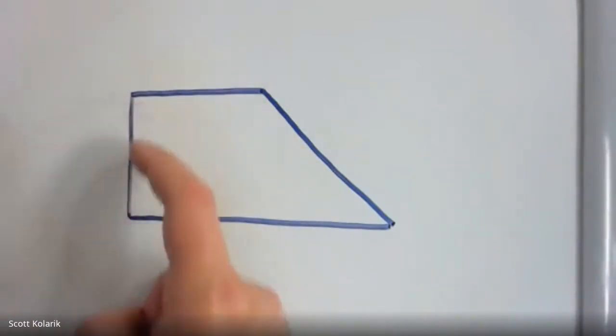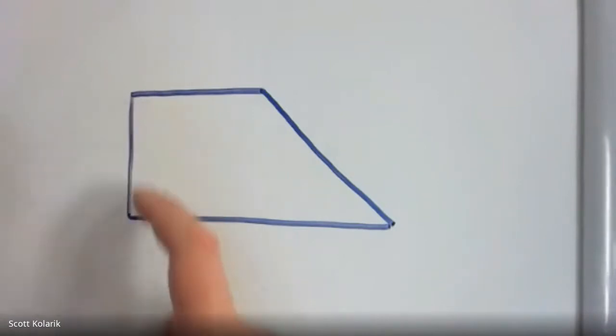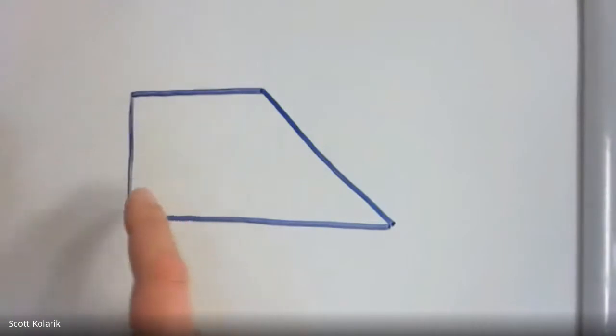Even though these 2 right here look like they might be supplementary of each other, they might both be 90 degrees or at least awfully close, we can see that not all consecutive angles do that same thing. So this is definitely not a parallelogram.